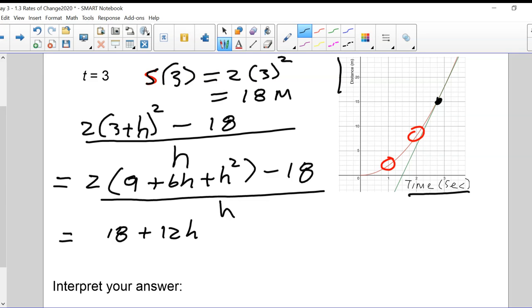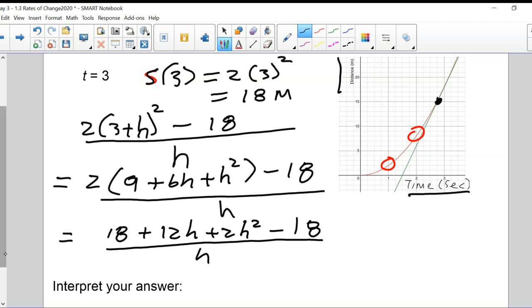Plus 12h. I know somebody was going to point that out to me because I know you guys are on top of things. So somebody's going to point that out to me at some point. So anyway, 18 plus 12h plus 2h squared minus 18, all of that over h.